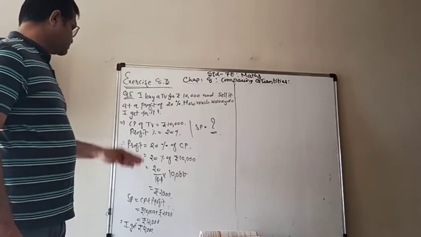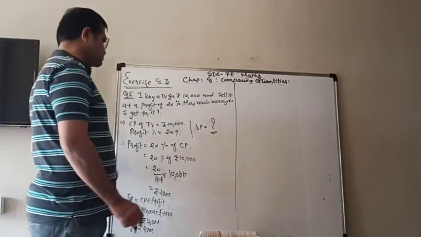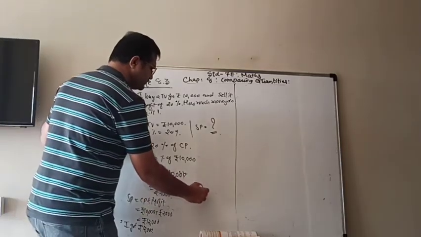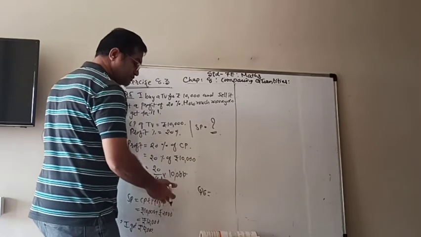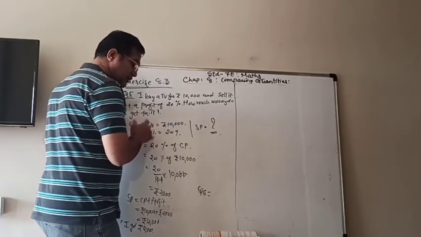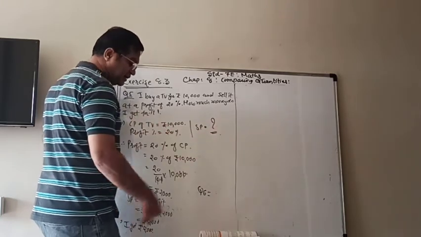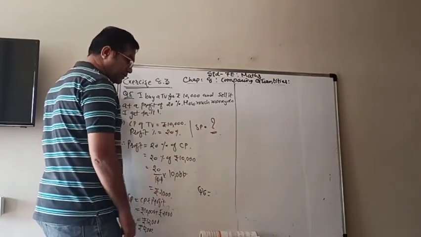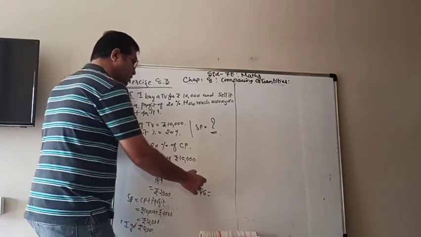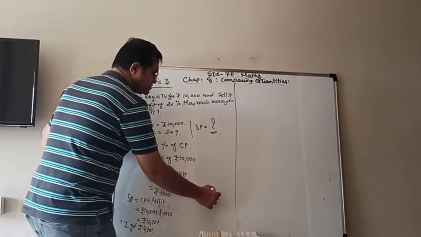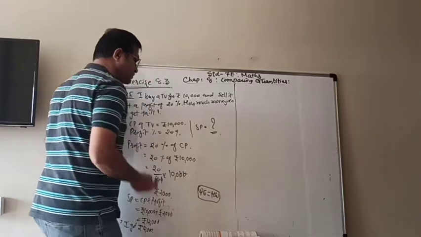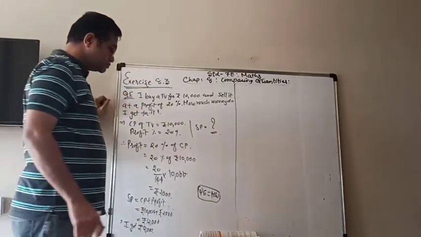Now, like this, same, a little different: here we have to find the CP. Here the selling price and the percentage of the loss are given, and we have to find the CP. So question 6 also will be homework for you.